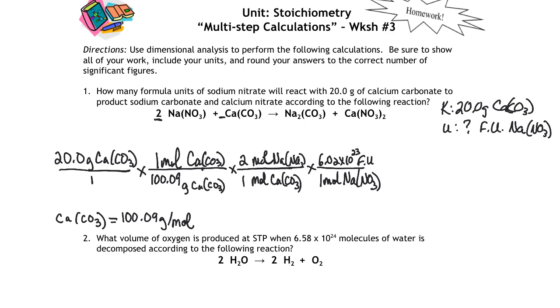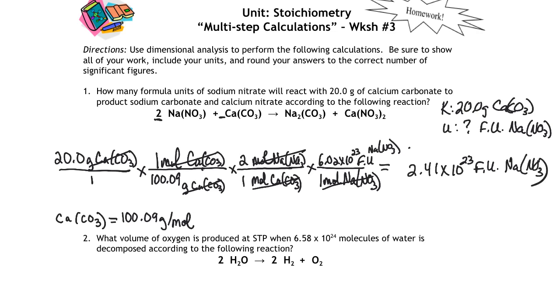Now I've got formula units here, so I'm just going to double check and see if I'm ready to do my calculations. I've got grams of calcium carbonate, grams of calcium carbonate, mole of calcium carbonate, mole of calcium carbonate, mole of sodium nitrate, mole of sodium nitrate. I'm left with formula units of sodium nitrate. So I'm ready to calculate that. I put it in my calculator and I get 2.41 times 10 to the 23rd formula units of sodium nitrate. And that is my final answer.